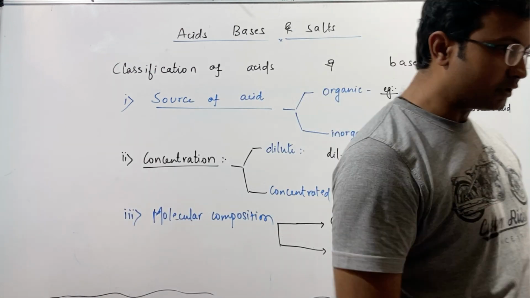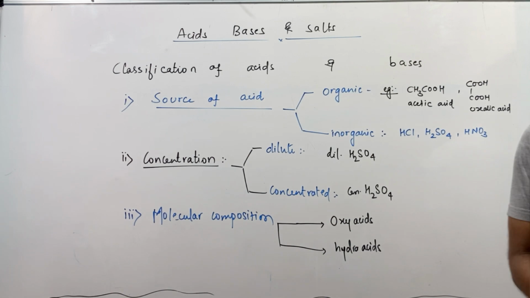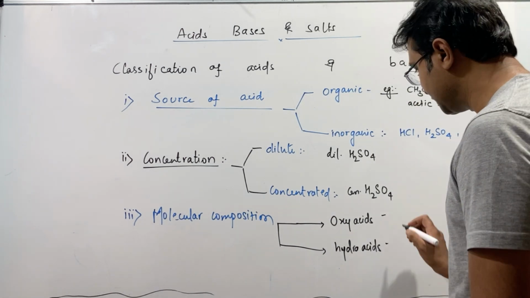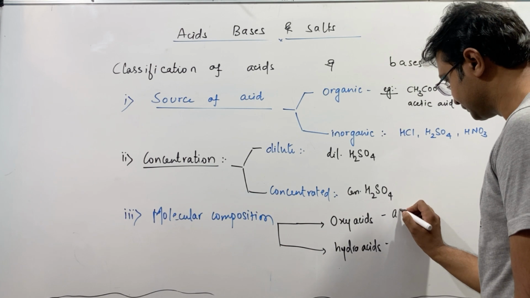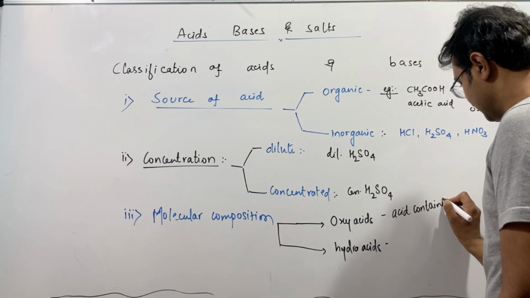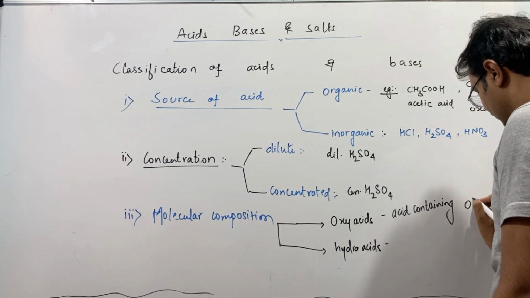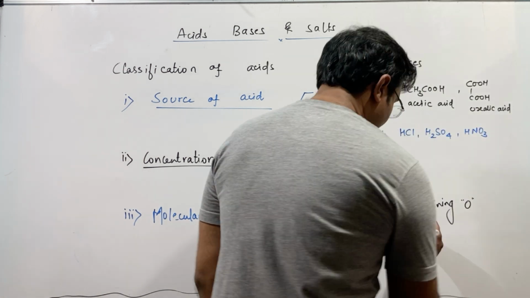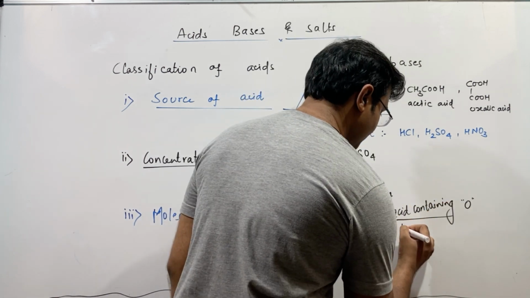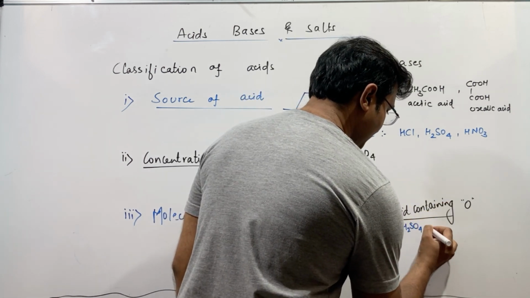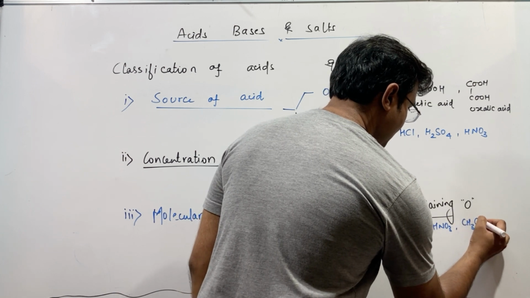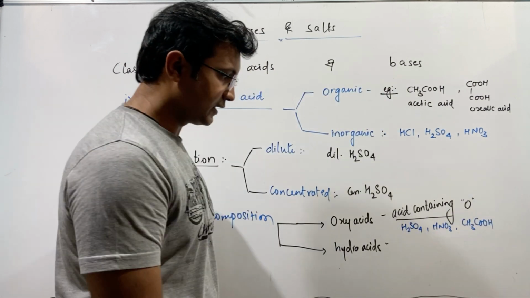Now what is the difference between oxyacids and hydroacids? So oxyacid means the acid containing oxygen. That means the examples we can take are H2SO4, HNO3, CH3COOH. These all are oxyacids.